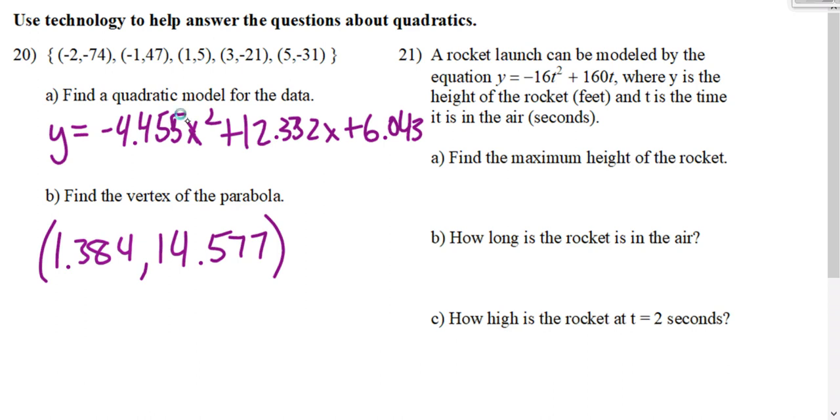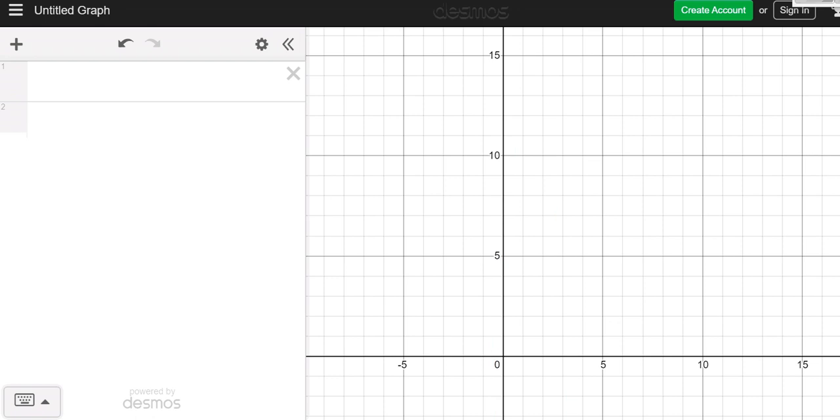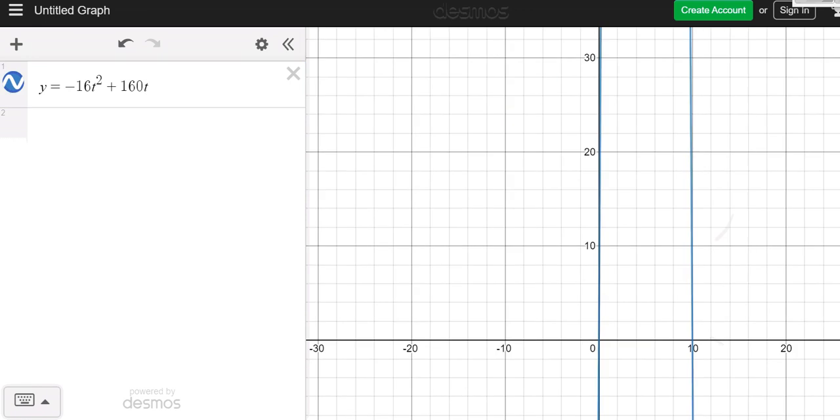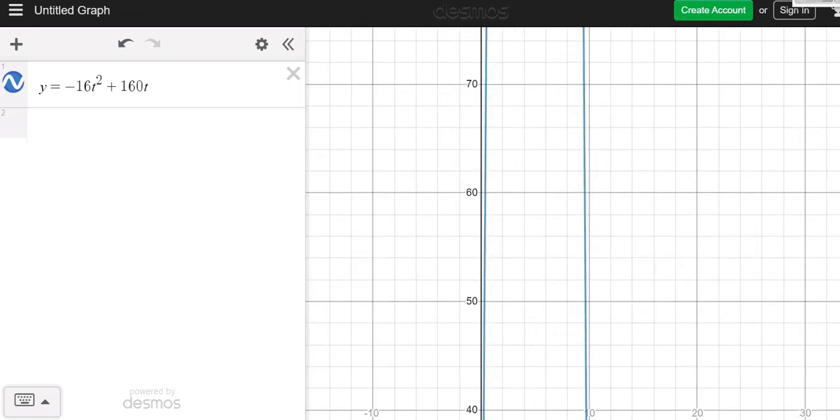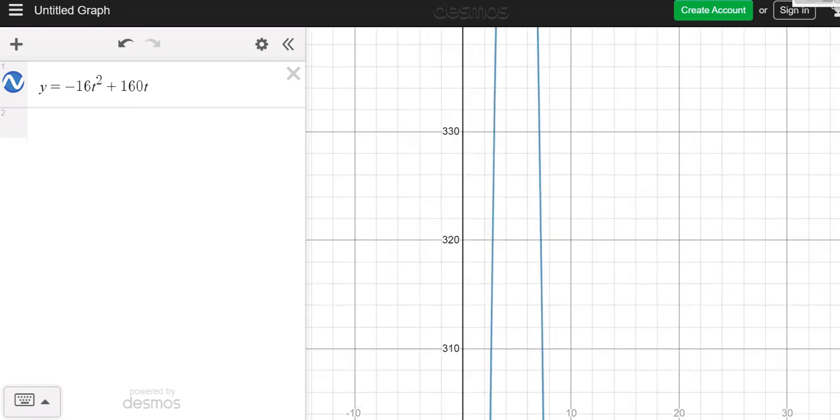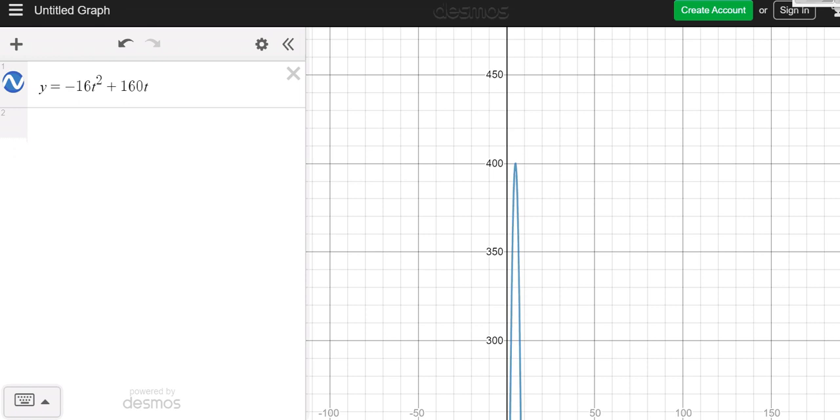Number 21, a rocket launch can be modeled by this equation. So we want to find some different things out about that flight. So we're just going to use Desmos again, negative 16t squared plus 160t. So let's type that in. All right, so we need to find the top. There it is.